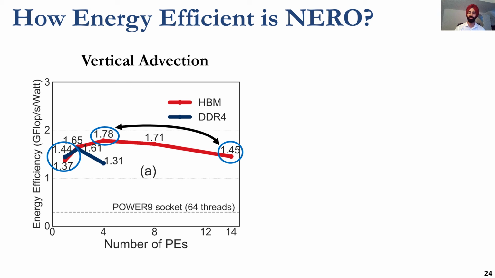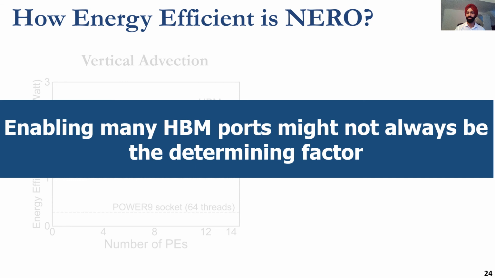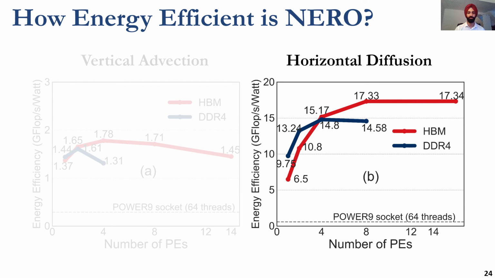Third, we achieve an energy efficiency value of around 1.5 gigaflops per watt with 14 processing elements for the vertical advection kernel. Therefore, we conclude enabling many HBM ports might not always be the determining factor to reach the target parallelism and energy efficiency. On the other hand, for horizontal diffusion, which is highly parallelizable in all the dimensions and has limited control flow, the energy efficiency keeps increasing with increase in processing elements count.